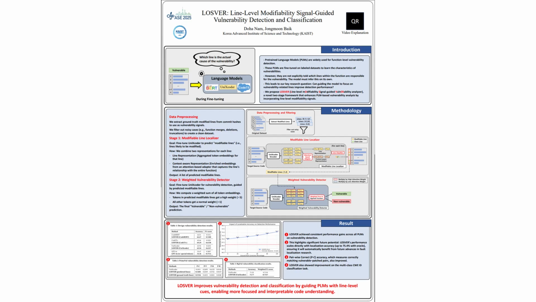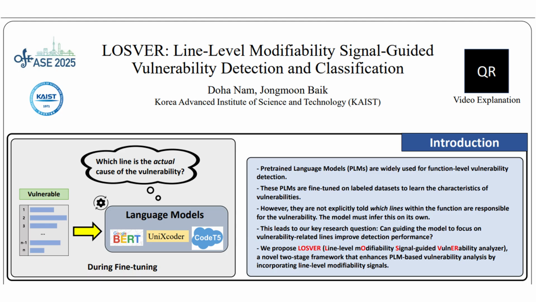Let me give you a quick walkthrough of my paper, LOSVER: Line-Level Modifiability Signal-Guided Vulnerability Detection and Classification. My research focuses on function-level vulnerability detection. Basically, we give a function to an AI model. Here we used pre-trained language models as they have shown the best performance, and ask it to predict whether that function is vulnerable or not.